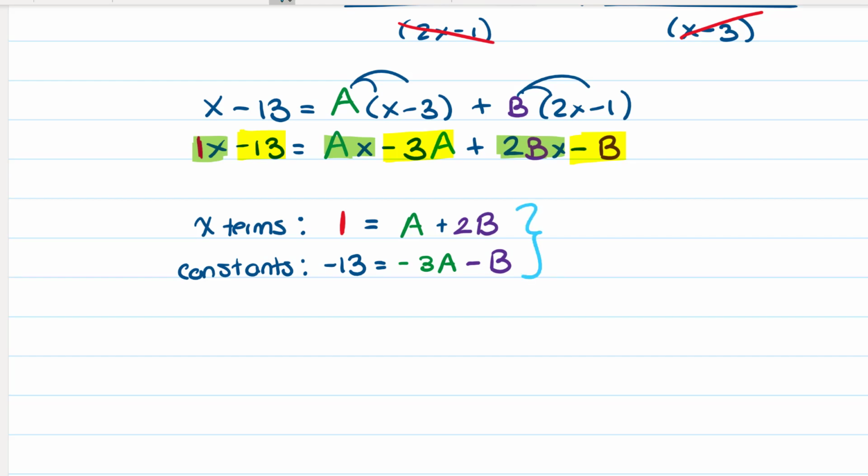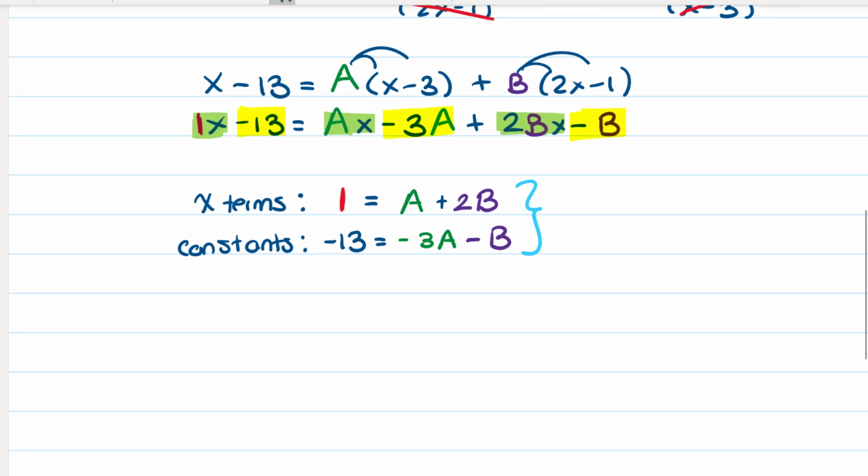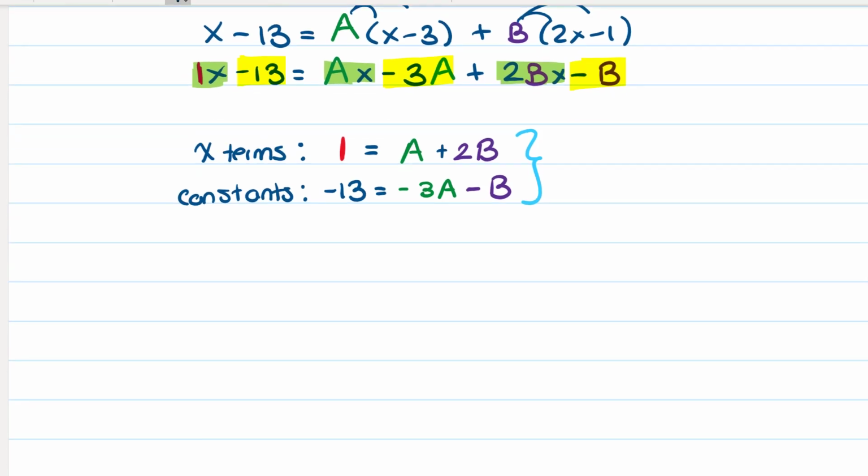And now we're going to use our old school Algebra 1 method of solving this. So you can think of it like this. 1 equals a plus 2b, and negative 13 equals negative 3a minus b. Now you can solve it however you want. I'm going to go ahead and I'm going to multiply the bottom equation by 2.